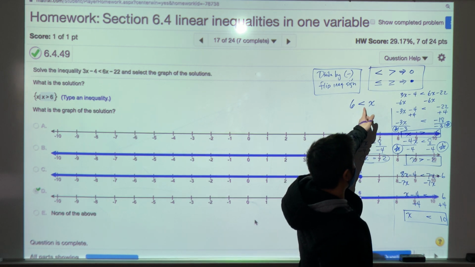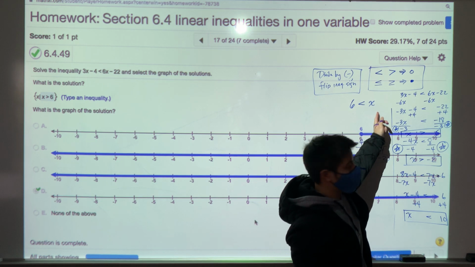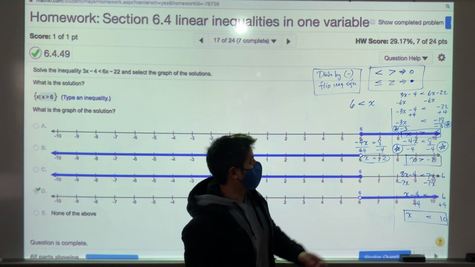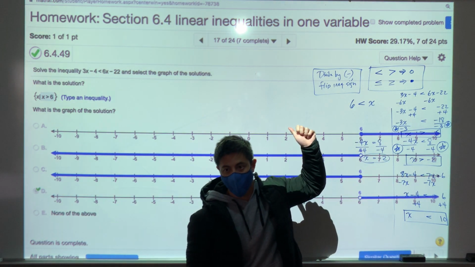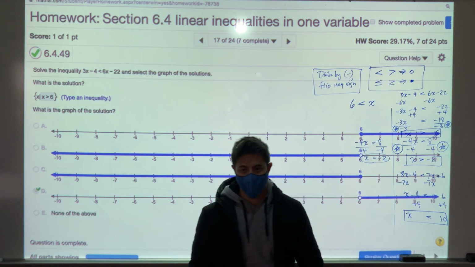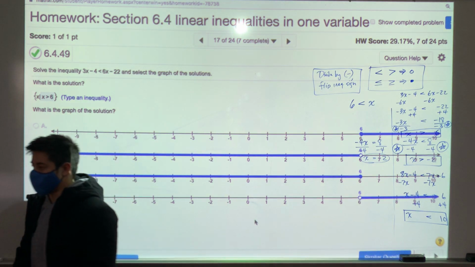All numbers are bigger than 6. 6 is smaller than all the numbers. So it still states the same thing, but most students would do what? They'd see this less than sign and immediately cut the arrow to the left. That's why I recommend always move your variables to the left when you're dealing with inequalities. It's just a little bit easier to work with.